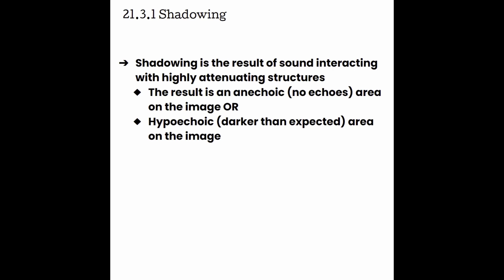Now, the sonographer needs to decide if the shadows should be worked around or if they should stay in the image. So again, shadowing is the result of sound interacting with highly attenuating structures. The result is either an anechoic area, which means no echoes in the image, or a hypoechoic area, which means darker than expected area on the image.